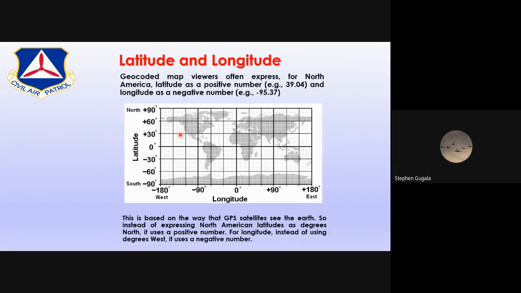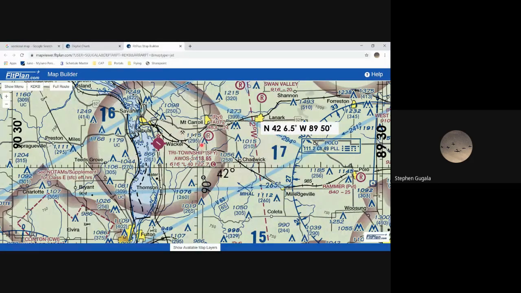Now, for your basic qualifications right now, you need to know how to depict a point on the chart. You need to know how to find your position and be able to translate it. There is also a method to determine your course and heading.